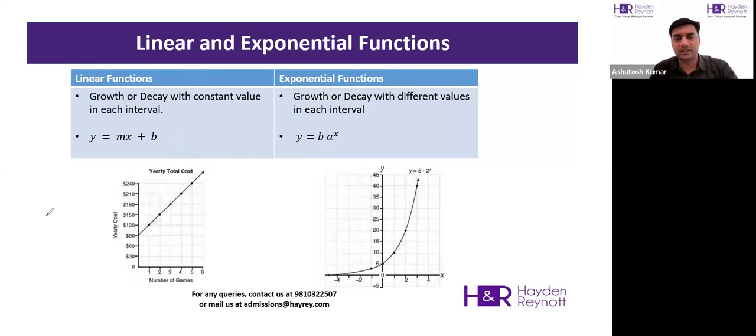In layman's terms, the difference is very clear. In a linear function, the number increases or decreases by a constant value. In an exponential function, the number increases or decreases by different values, which can be an increased value or a decreased value.